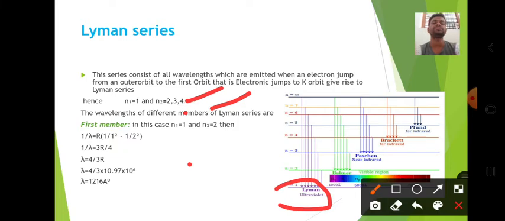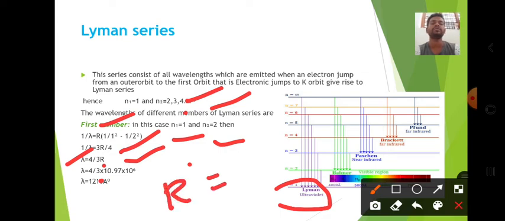Suppose we substitute n1 equal to 1 and n2 equal to 2 in the formula I have shown. How much wavelength do we get? Let me calculate. 1 by lambda is equal to R into (1 by 1 square minus 1 by 2 square). By simplifying this formula we get 3R by 4. So 1 by lambda is equal to 3R by 4, then lambda is equal to 4 by 3R. So reverse it, and lambda is equal to 4 by 3 into the R value.